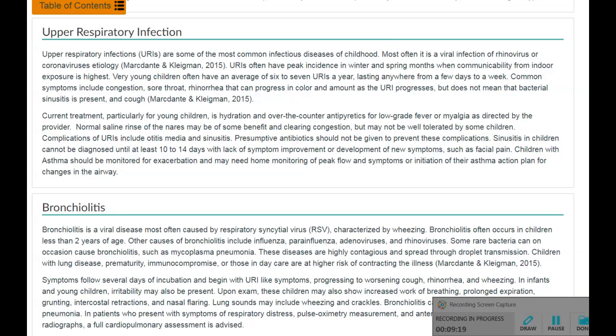Sinusitis in children cannot be diagnosed until at least 10 to 14 days with lack of symptom improvement or development of new symptoms such as facial pain.